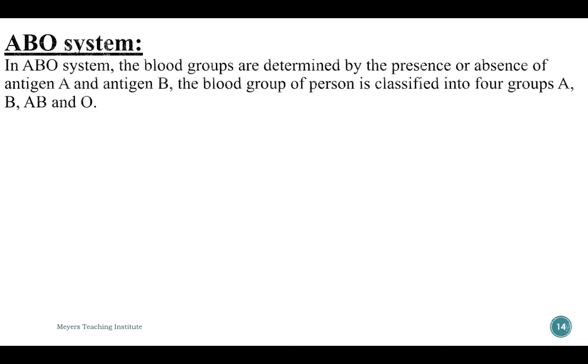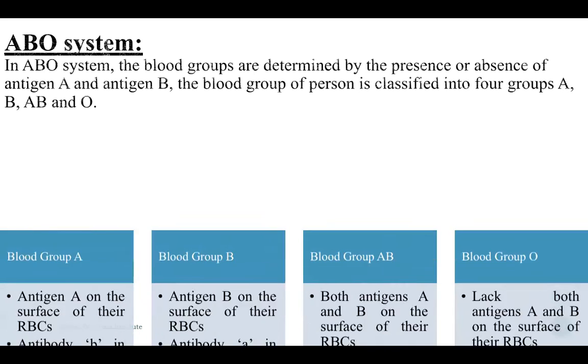This one was developed by Landsteiner in 1902, and he was awarded the Nobel Prize for the discovery of the blood groups. He found 2 antigens on the surface of the human red blood cells and named them antigen A and antigen B. He then noticed the corresponding antibodies in the serum, called small a and small b. Now, in the ABO system, the blood groups are determined by the presence or the absence of antigen A or B, and the blood group of a person is classified into 4 groups: A, B, O, and AB.